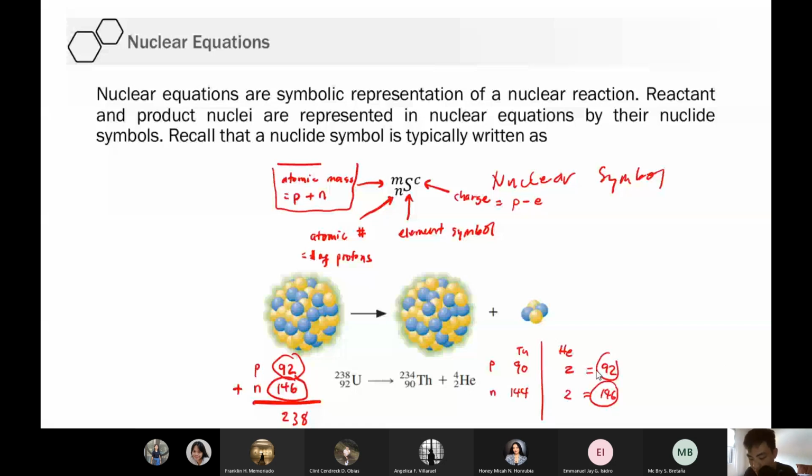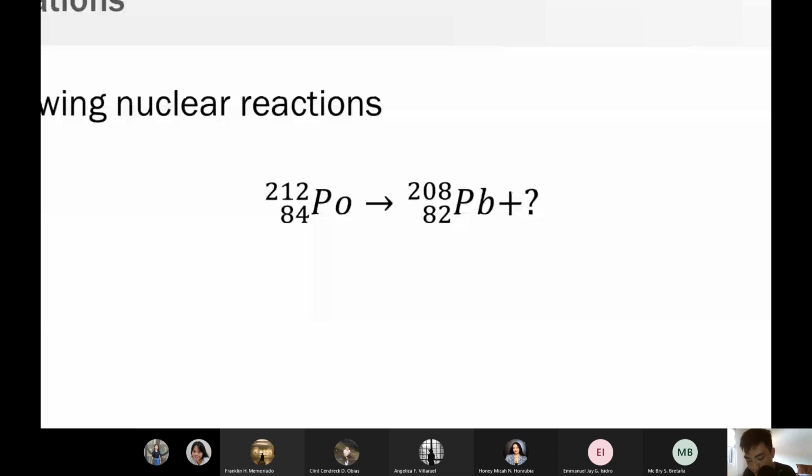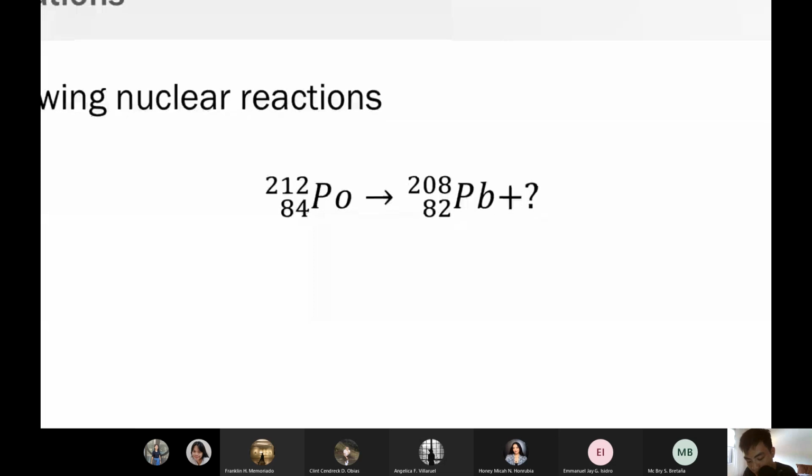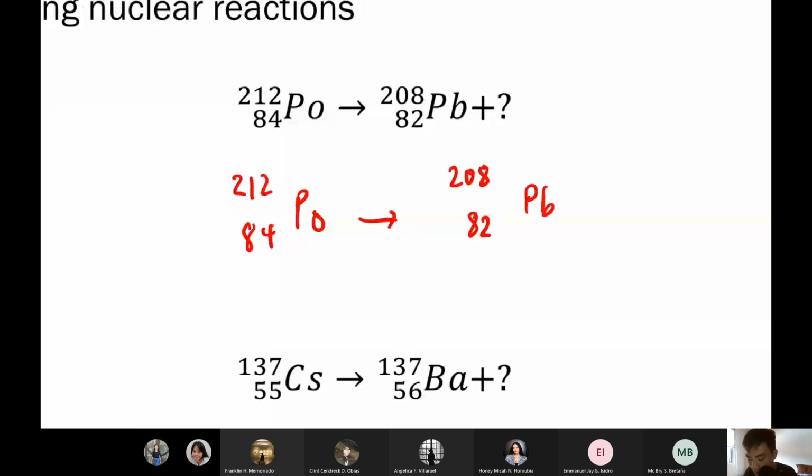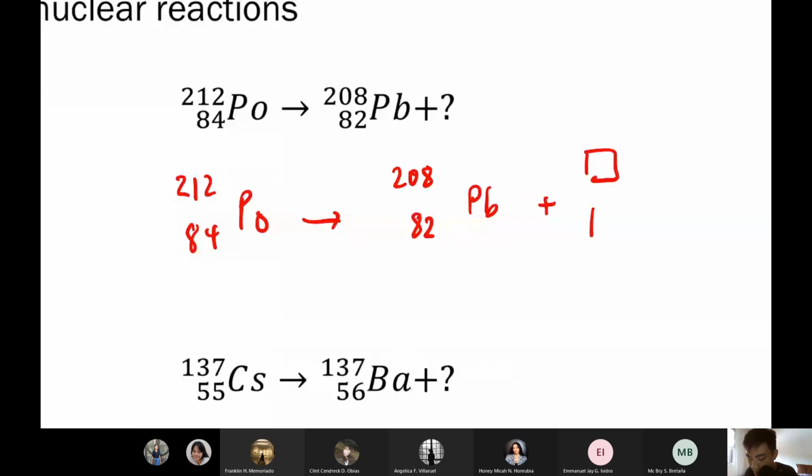So let's try to do it here. For example, we have polonium-212 and lead-208. What could this be? What is the number on top, what is the number on the bottom, and what will be the symbol of the question mark, in order for it to be balanced?